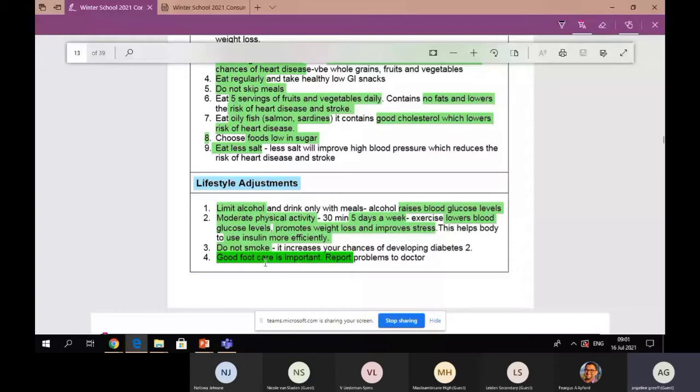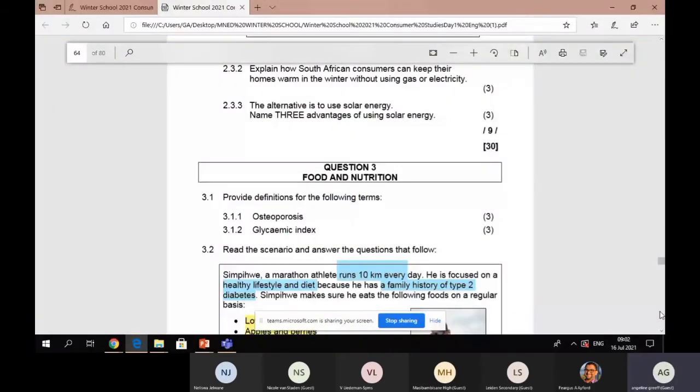Okay. Now, grade 12s, what I'm going to do now. At this stage, I quickly want to go and have a look at a question. So, in your booklets from the first session, you've got the paper. I want you to go to question 3, the food and nutrition question.